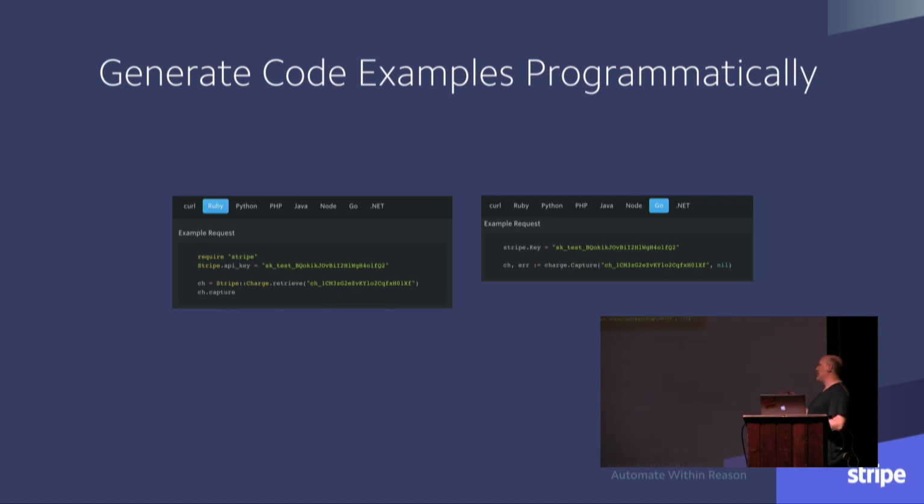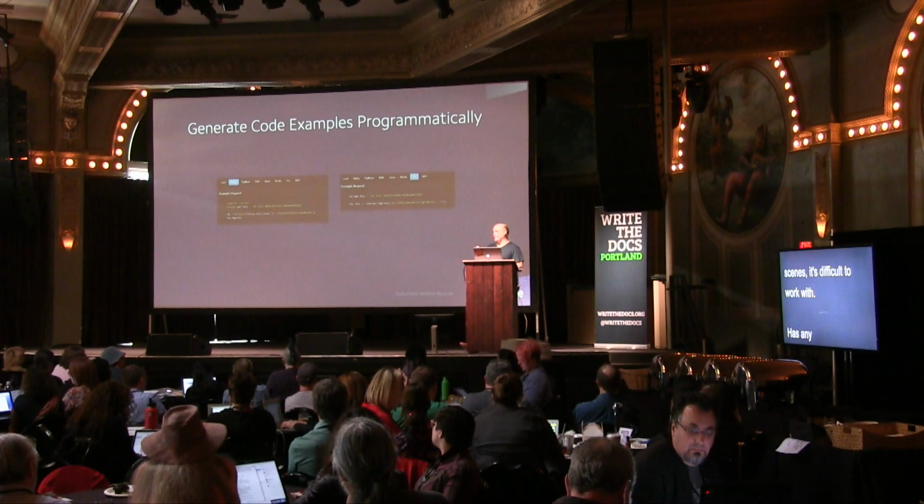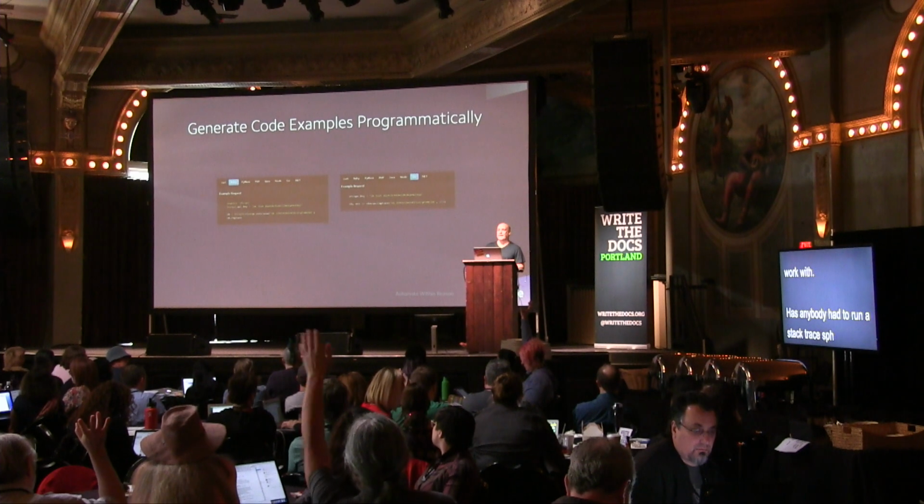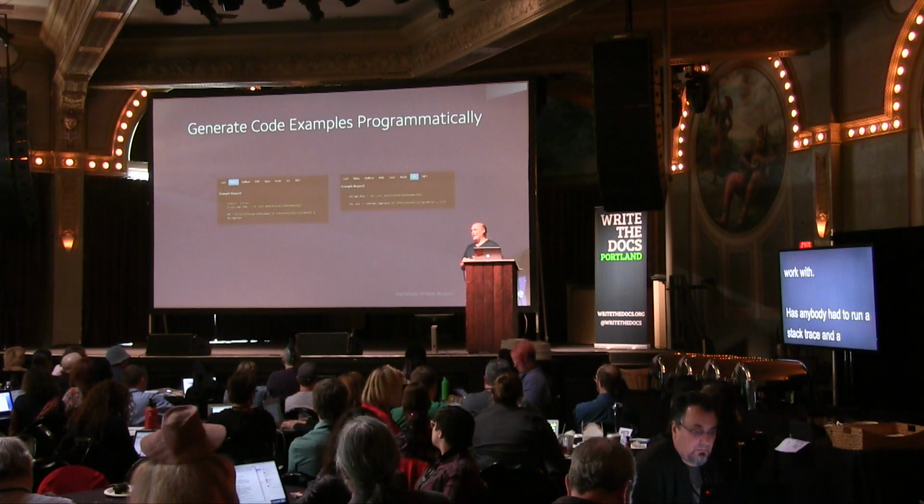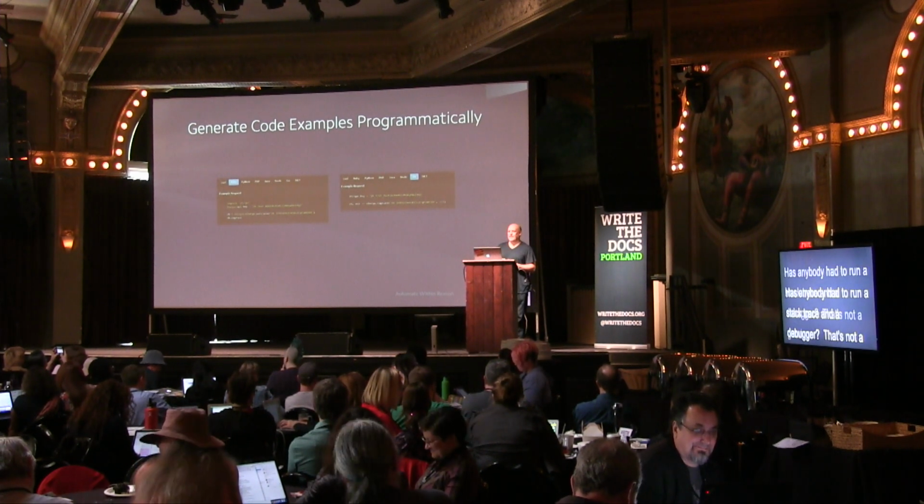So now we have to go in and override that automatically generated stuff with some hard-coded files to put in there so that they're going to be accurate. This is fine for our users. Our users are getting good, clean, accurate code examples, which is what's most important. But behind the scenes, it's difficult to work with. Has anybody ever had to run like a stack trace and a debugger just to figure out where some documentation comes from? Right, yeah, that's not a great day for a writer. That is not a great day.